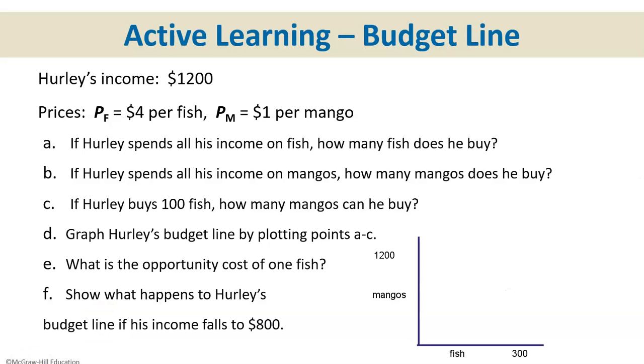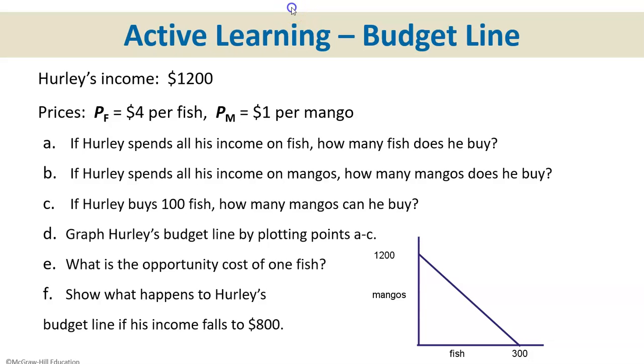On our graph, we're just going to take our end point from A. He purchased 300 fish, and I put fish on the bottom axis here. So we'll have an end point right here at 300. And then B, he purchased 1,200 mangoes, and I just put 1,200 on my graph right here. And so our end point for mangoes will go right here if he spends all his money on mangoes, and you just connect the two.